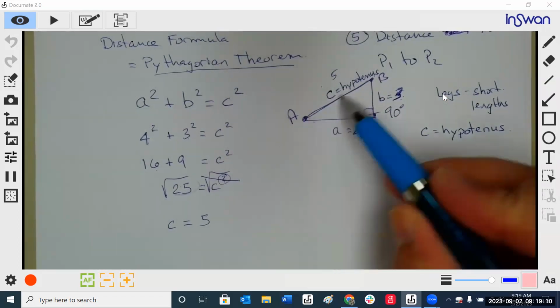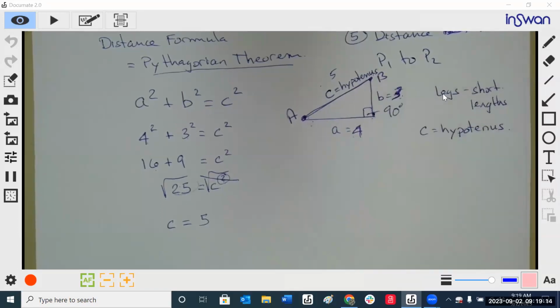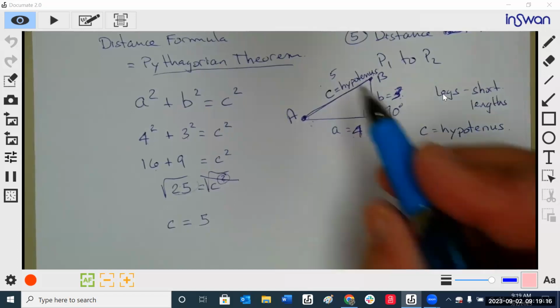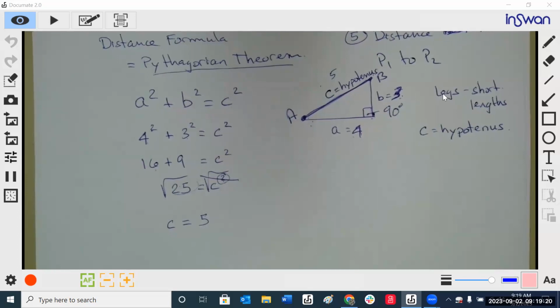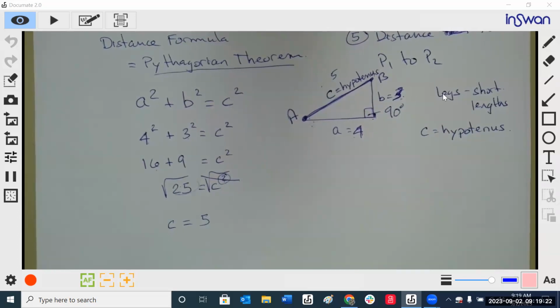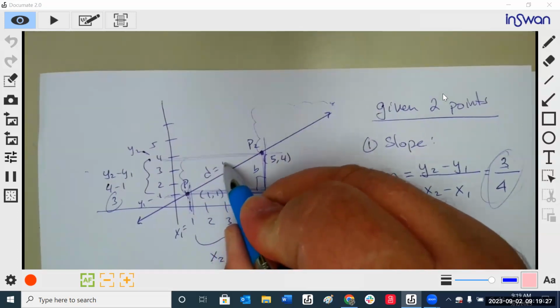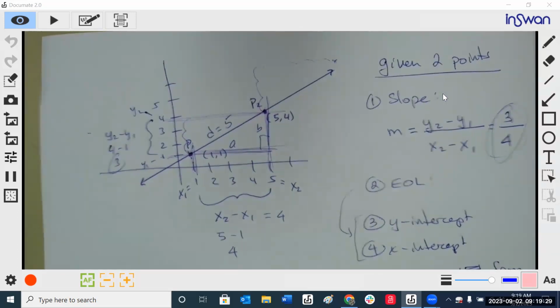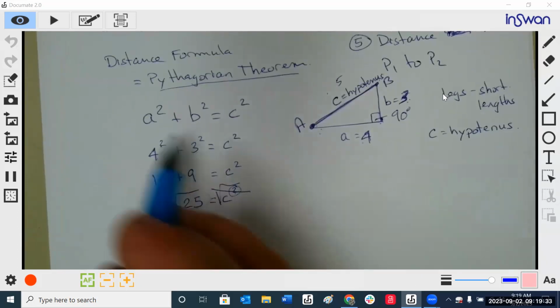So the pigeon only flies 5 miles. We have to walk 7 miles. So that is the distance between A and B. So we know the distance of this is 5. So far, so good. Let's put this in the formula now.